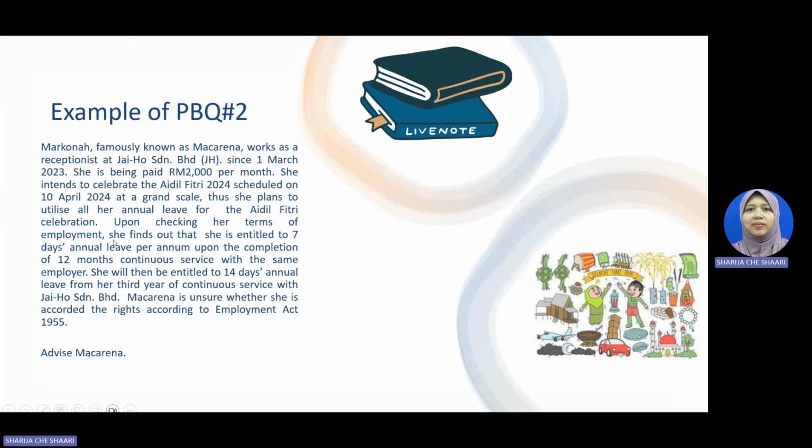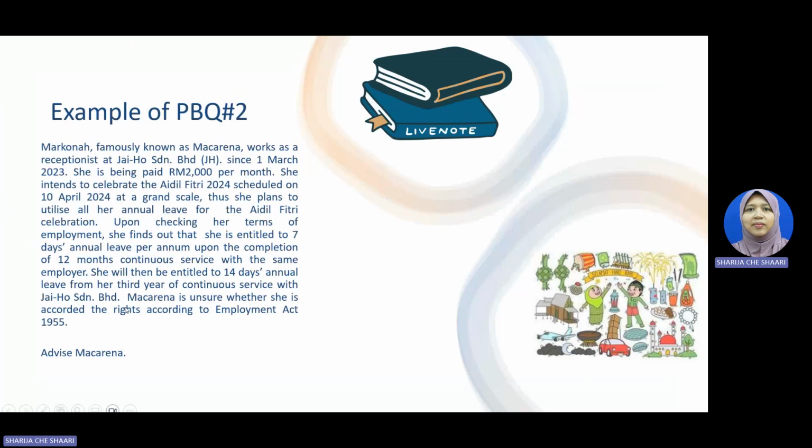Upon checking her terms, she finds out that she is entitled to 7 days annual leave per annum upon the completion of 12 months continuous service with the same employer. She will then be entitled to 14 days annual leave from her 3rd year of continuous service with Jaiho Sendirian Berhad.